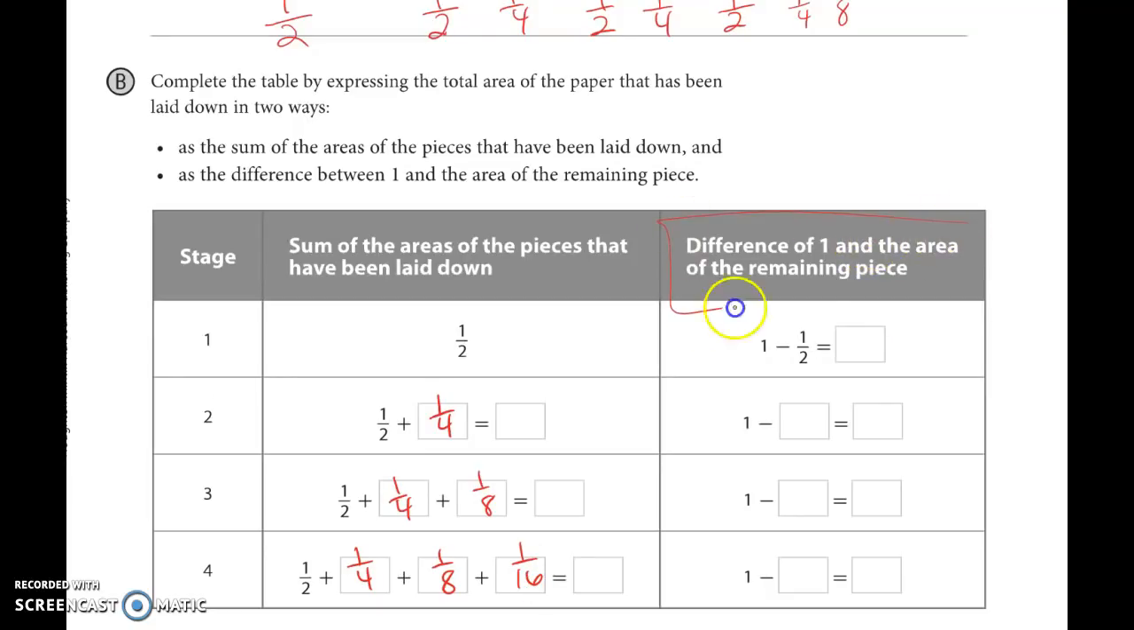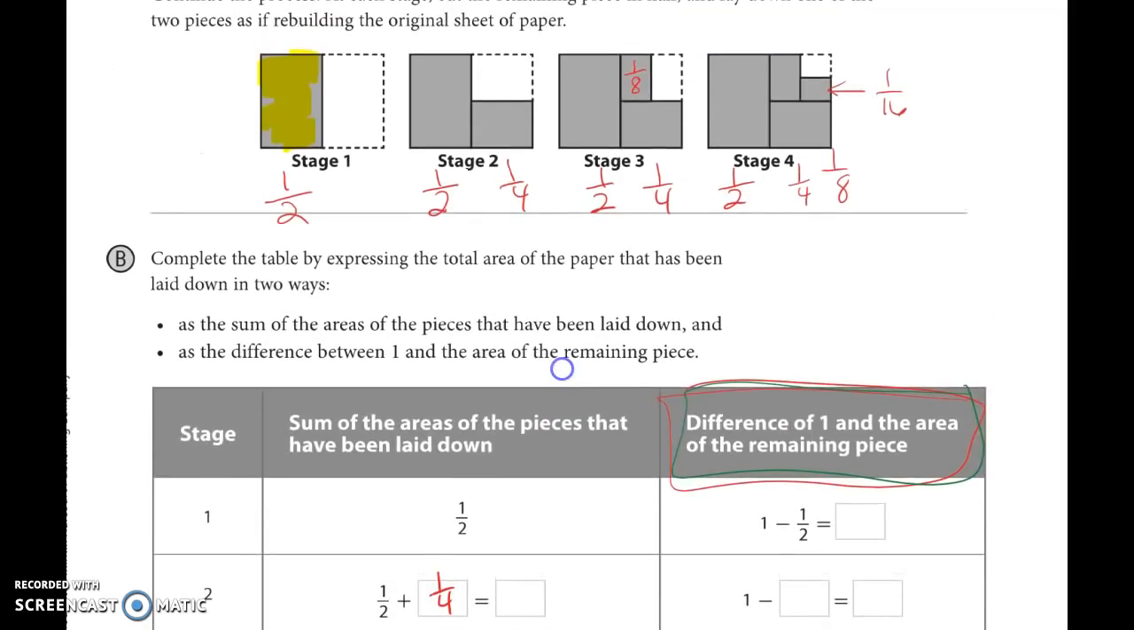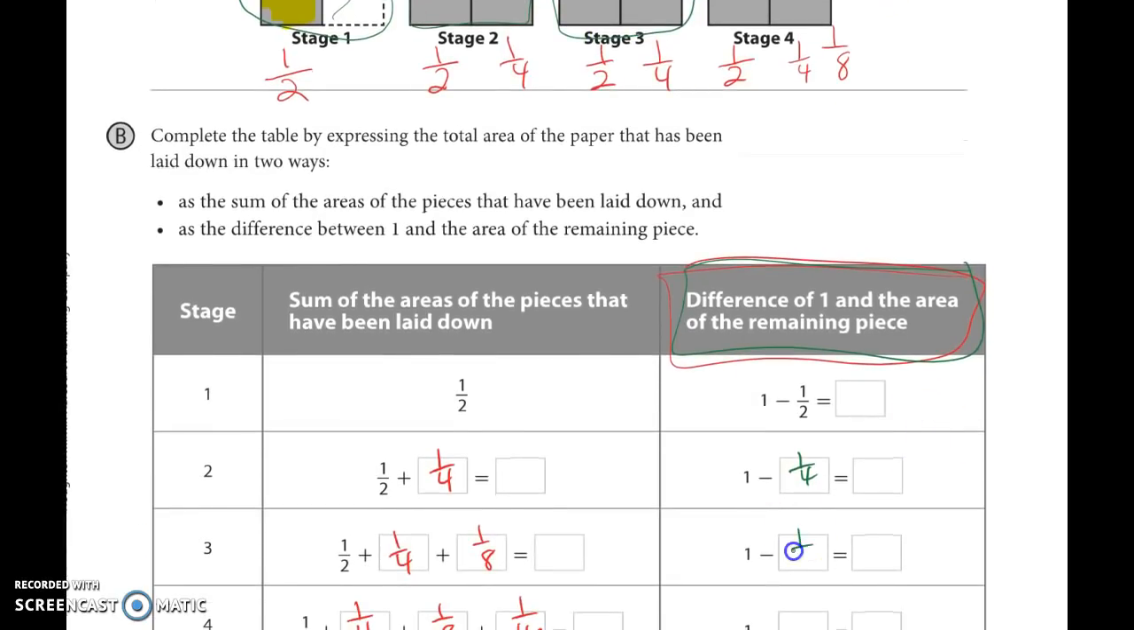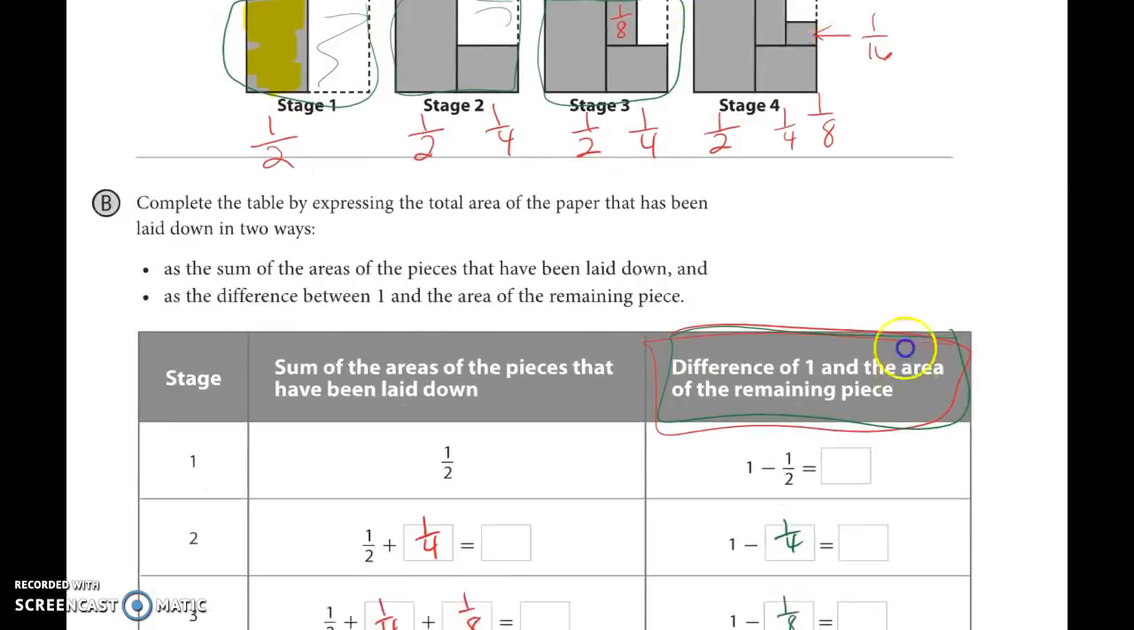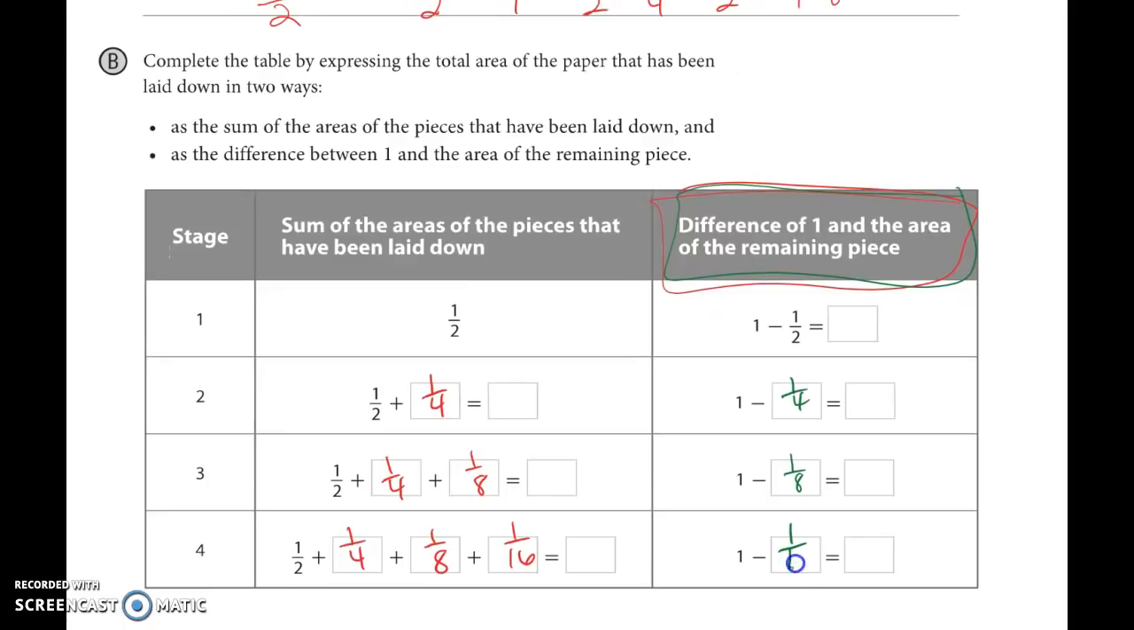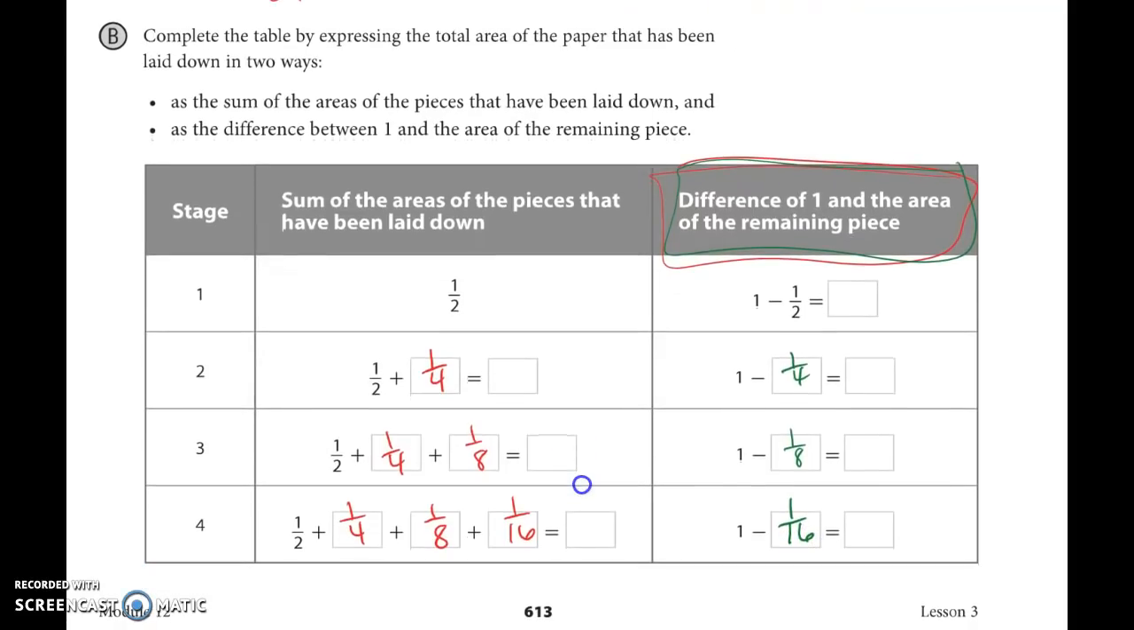The other way they're saying is by the difference. So let me switch colors. By the difference of 1. So for this, we had 1 whole sheet minus a half. Okay. Then we had 1 whole sheet in stage 2 minus a fourth. Right, that's a fourth of the sheet missing. Stage 3, we had 1 whole sheet minus an eighth. And in stage 4, we had 1 whole sheet minus that 16th right there. And so we want to complete the table.